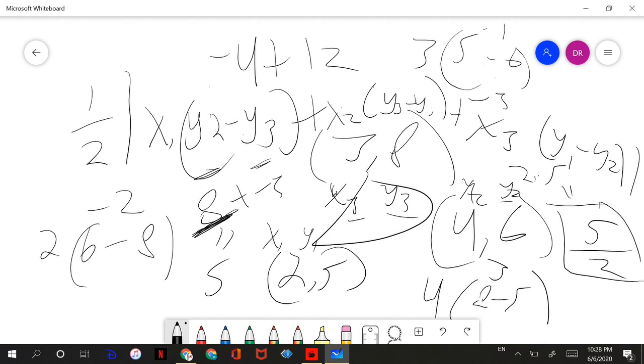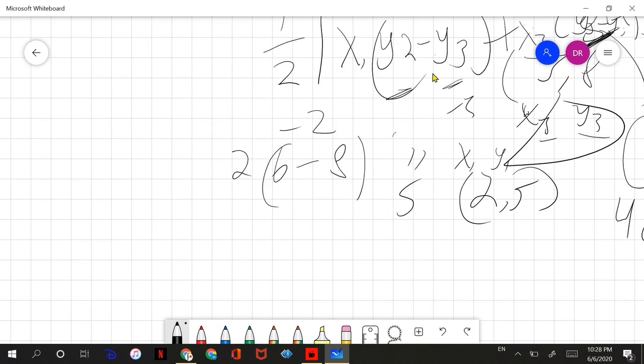So whenever you're trying to find the area of a triangle, make sure that you use this formula. This is the easiest method you can use to find the area. Okay, now let's move on.